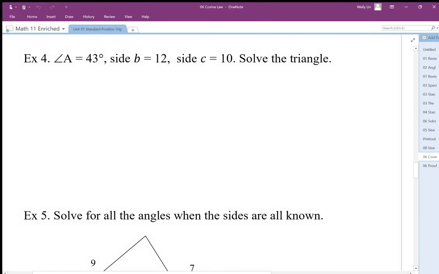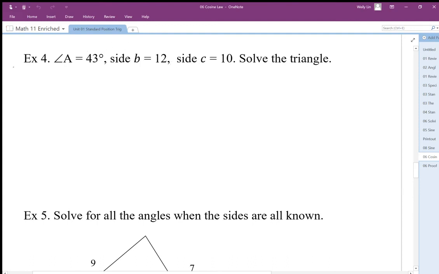These examples are just basically the same as the other ones. So if you've got the idea, that's fine. But if you need some refresher on this, I'll show you again. So basically we have angle A, side B, side C. Angle A is in between side B and C, so we have side, angle, side.